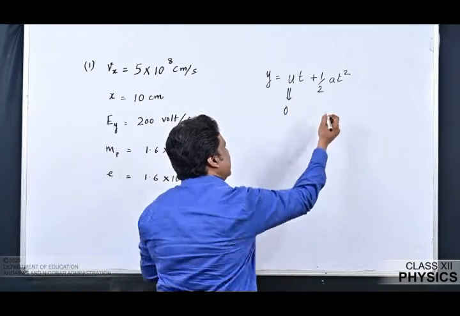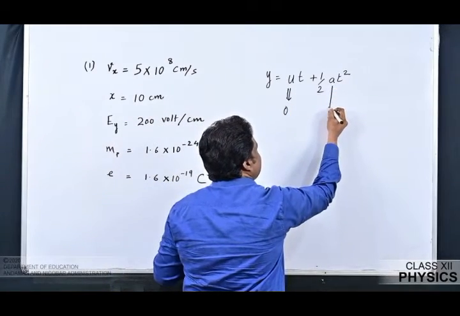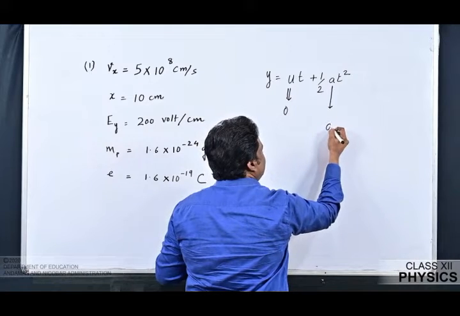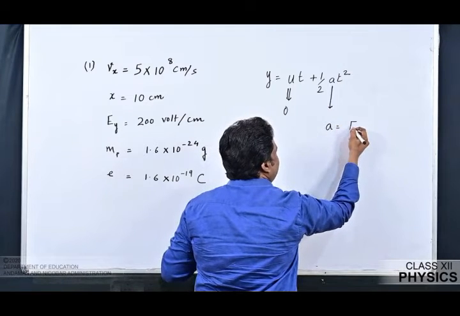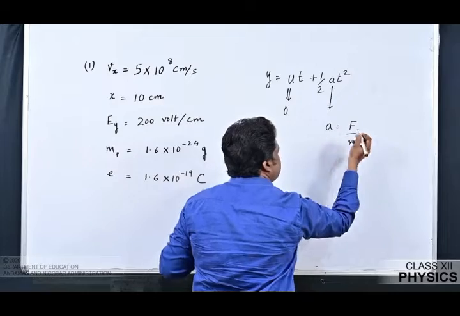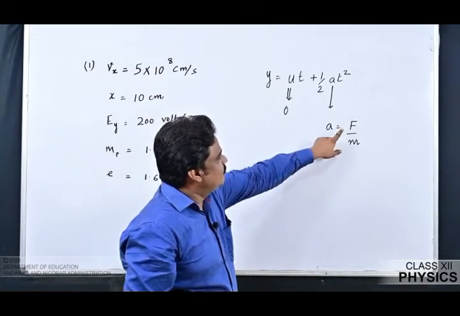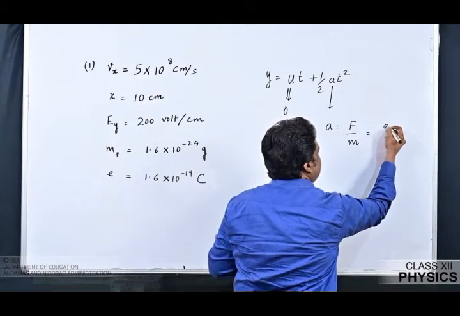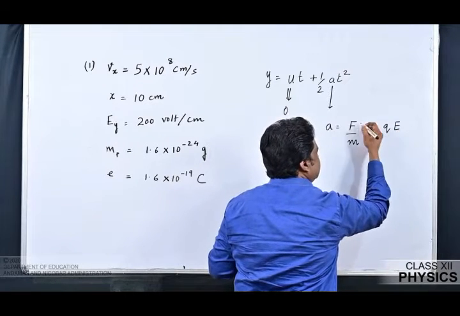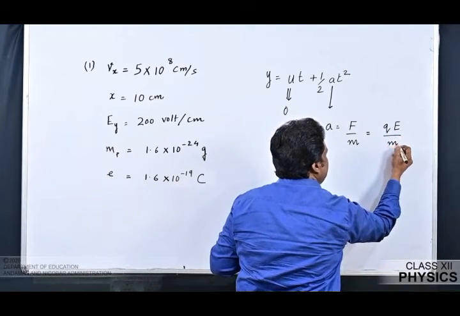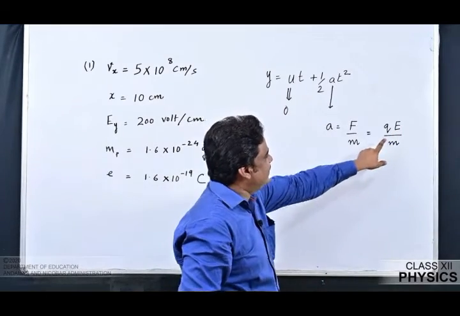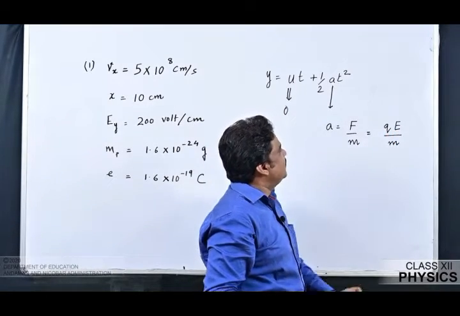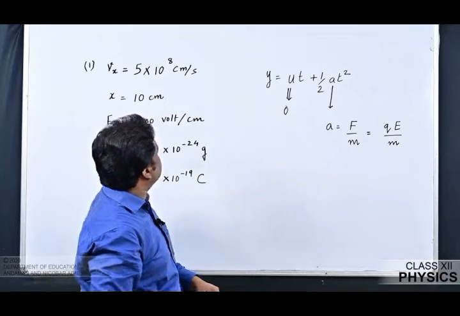But it accelerates. What about the acceleration? From second law, acceleration can be written as force by mass, and force on a charge in an electric field is QE. It's a very small formula. a is equal to QE by m. So in place of a, I can write QE by m. So let us check whether all the values are in their standard forms or not.